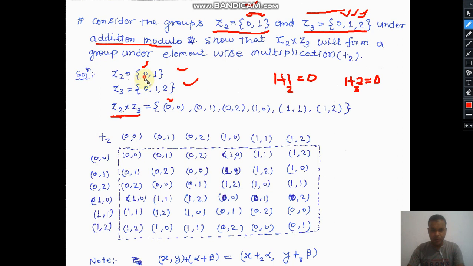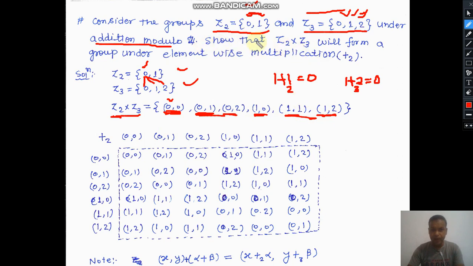So the first combination will be 0 with 0, after that 0 with 1, and after that 0 with 2: (0,0), (0,1) and (0,2). Similarly, you have to write all three combinations of 1 with these three elements. So you will write here (1,0), (1,1) and (1,2). This is the external direct product of two groups Z2 and Z3. And this complete bracket will be considered as an element. Similarly, this is an element, this is an element, this is an element, and (1,2) is the last element. So Z2 cross Z3 is a set now, having 6 elements: (0,0), (0,1), (0,2), (1,0), (1,1) and (1,2).